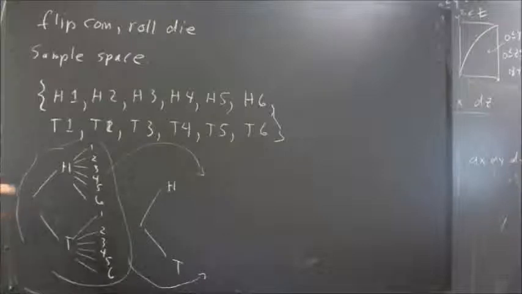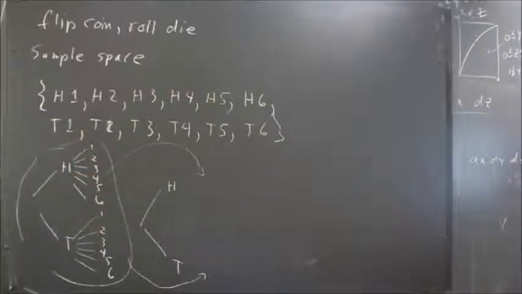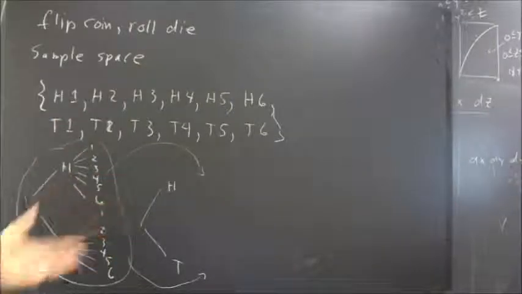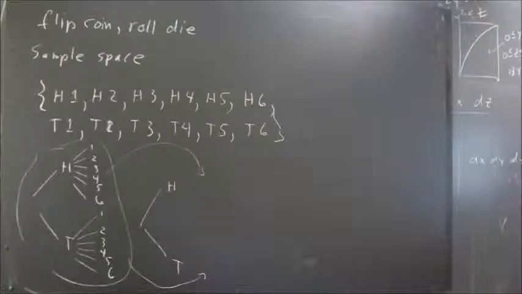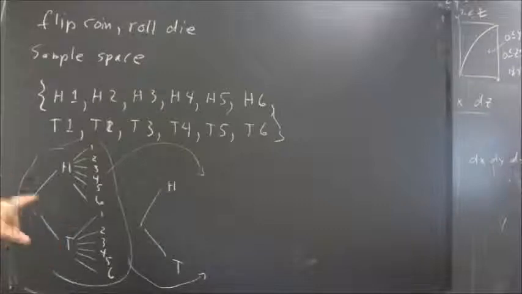And we could write that, of course, as a tree diagram. We could do heads or tails, and then on each of those we have 1 through 6. And if we had 2 coins and a die, what would the sample space be? Well, you won't understand what this means until I write it out or explain it.